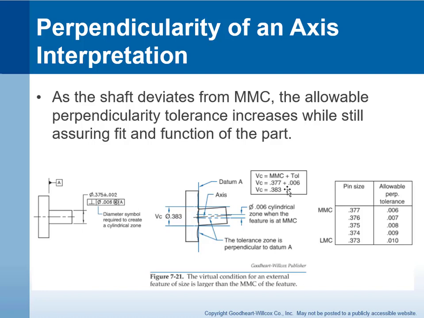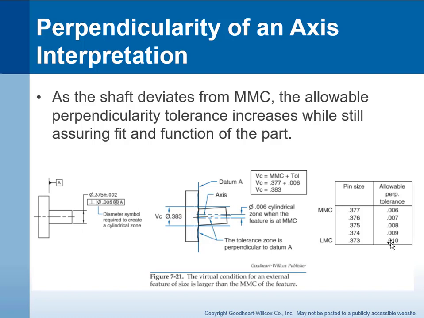That's what that means. If our pin size comes in at MMC, we have 6 thousandths allowable perpendicularity tolerance. If our pin size comes in smaller than MMC, for each thousandth that comes in smaller, we get another thousandth of allowable perpendicularity tolerance. Our least material condition is 373, in which case we pick up 10 thousandths perpendicularity tolerance.